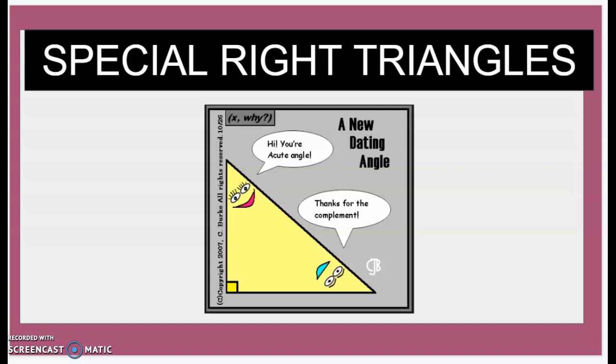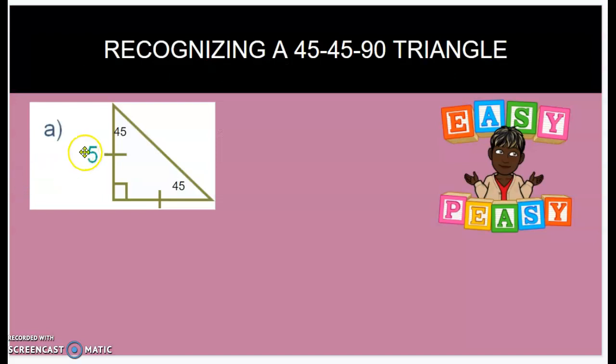Hey, ladies and gentlemen, today we're going to talk about special right triangles. We've already covered right triangles and finding the length of the sides of a triangle using our Pythagorean theorem. Remember, it only works when we have a right triangle and when we have the lengths of two sides of your right triangle.